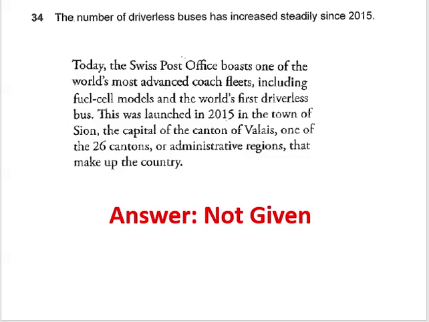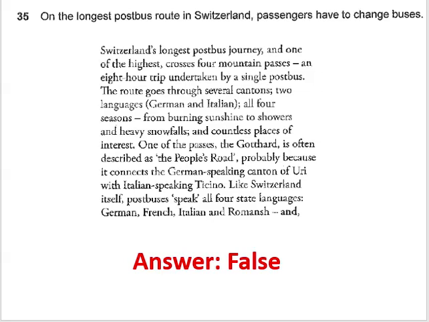The information is completely missing. So we shall proceed now to answering the next question. On the longest post bus route to Switzerland, passengers have to change buses. So passengers have to change buses means it's not a continuous route. Maybe people have to take another bus to reach their destination. So let's see, where is it given?